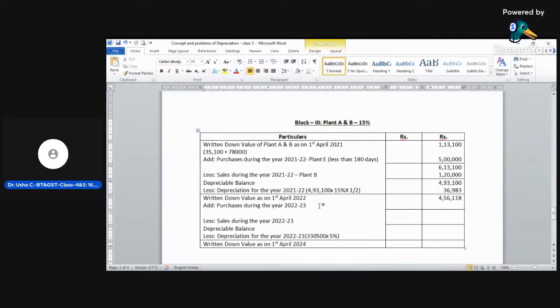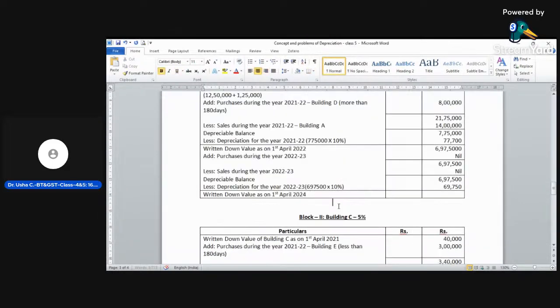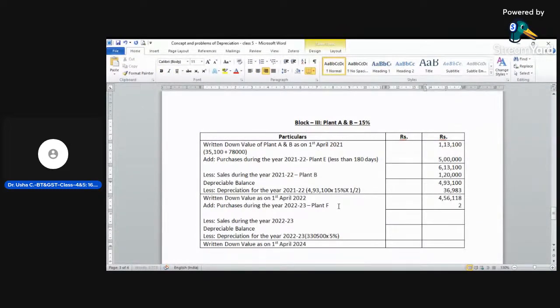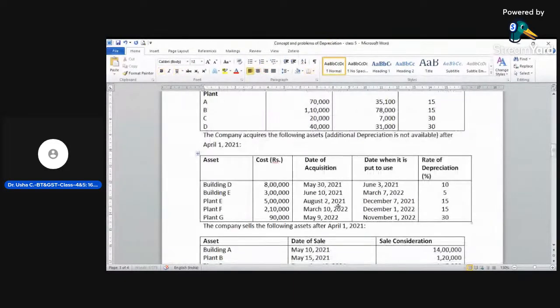Purchases during the year 2022-23, plant F, and the 180 days concept is not applicable for this. The amount of purchase is 2,10,000. 4,56,118 plus 2,10,000 is 6,66,118. Then sales during the year, let us check whether there are any sales made during the year.